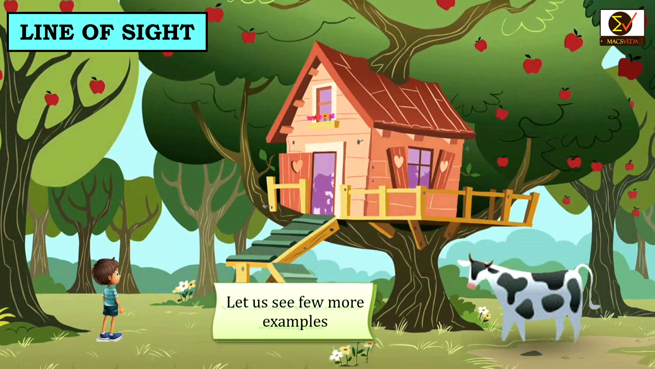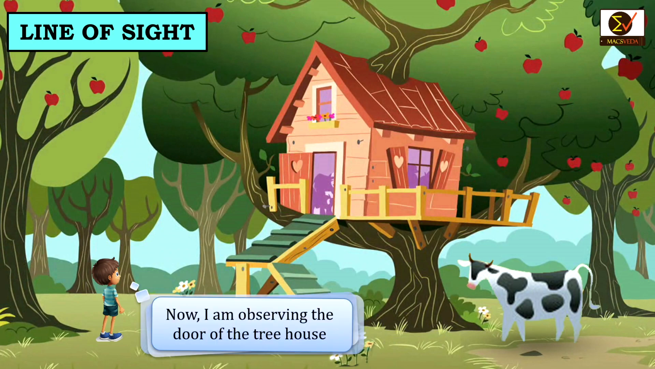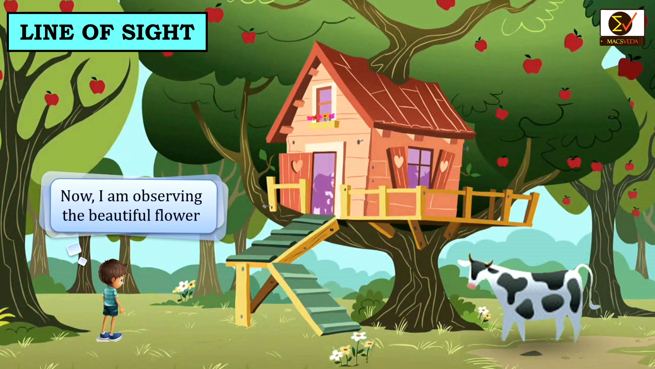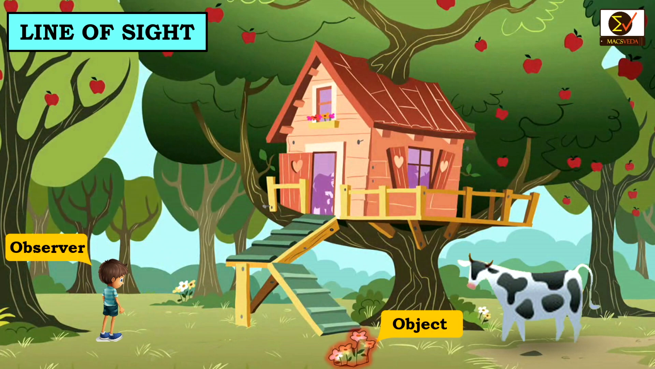Let us see few more examples. Now I am observing the door of the tree house. So the boy is observer and the object is the door of the house. Now this is line of sight. Now I am observing the beautiful flower. So boy is observer and flower is object. So this imaginary line which connects the eye of the observer with the object is called line of sight.